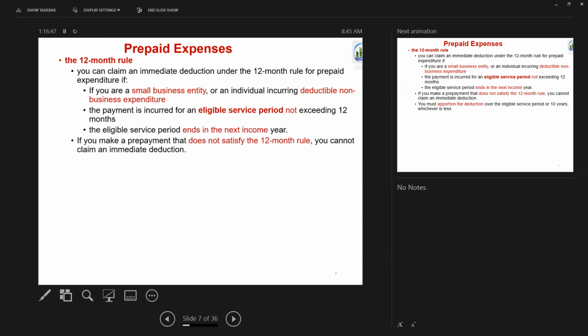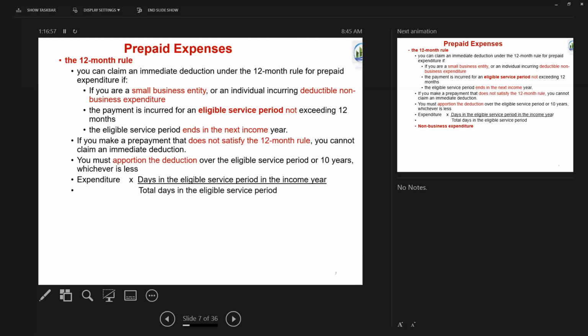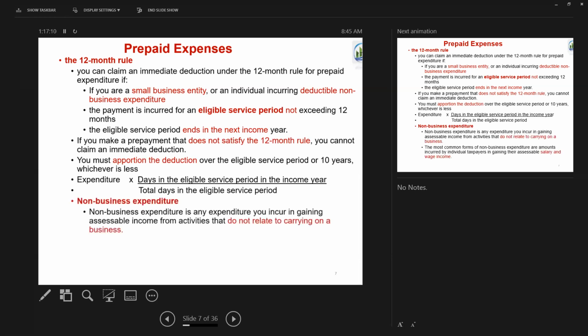So the 12-month rule: if you do not satisfy the 12-month rule and it is not excluded expenditure, then both rules are not satisfied. You only want to do apportionment. Apportionment means how many days belong to this year, how many days are in the total period, and work it out. So for example, if you paid for 12 months, you use the number of days.